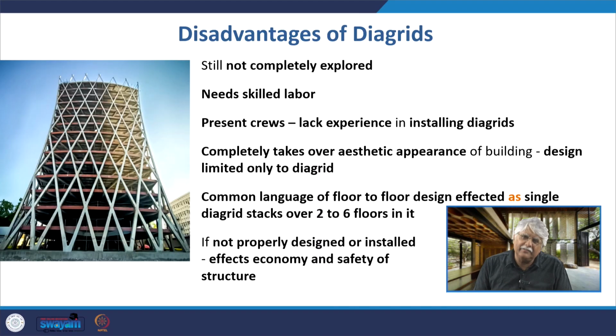The disadvantages are also there. It has still not been completely explored. It needs skilled labor, and currently the crews working on site lack experience in installing Diagrids. It completely takes over the aesthetic appearance of the building. The design is limited only to the Diagrid. The common language of floor-to-floor design is affected, as a single Diagrid can be up to 4 to 6 stories high, and if it is not properly designed or installed, it affects both the economy and safety of the structure.